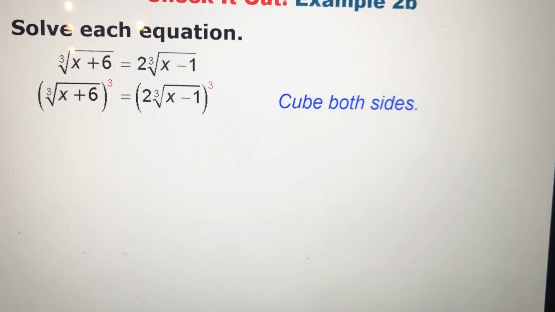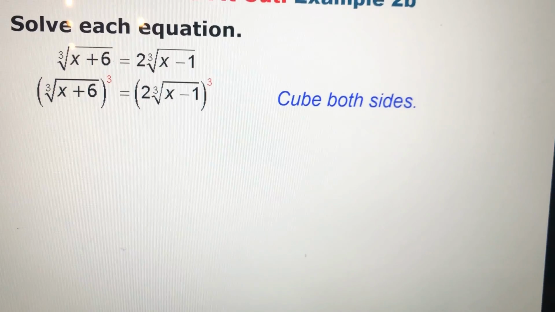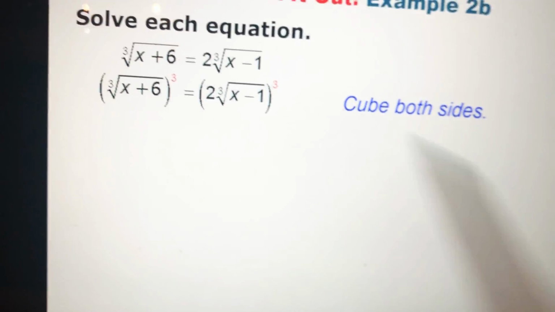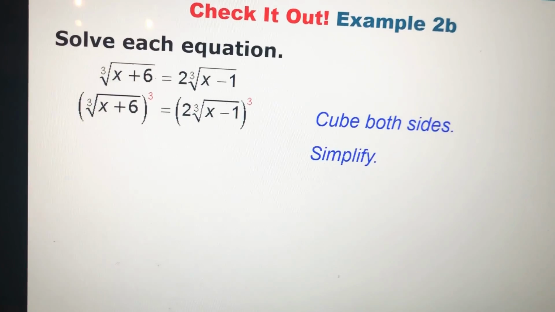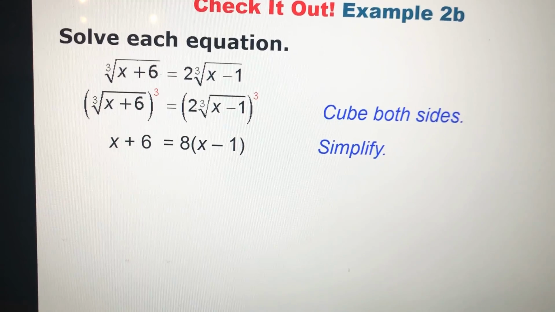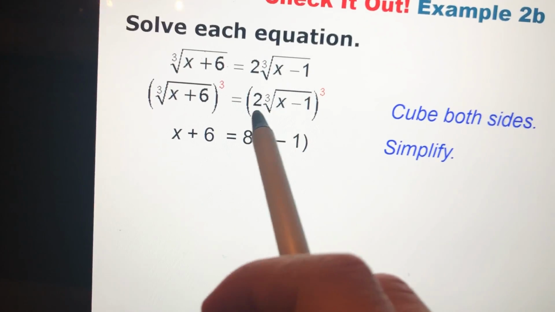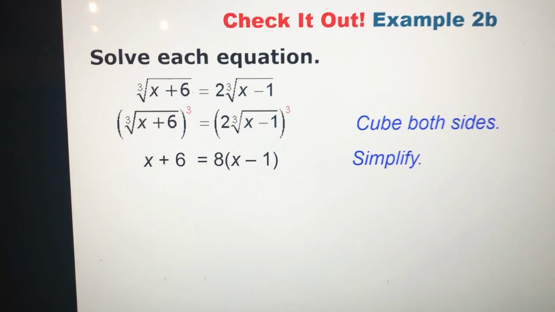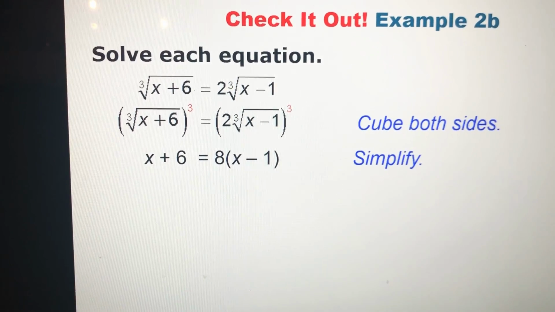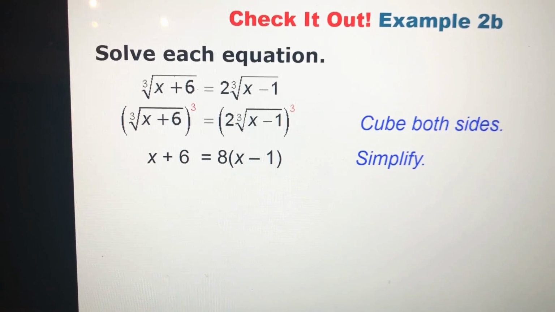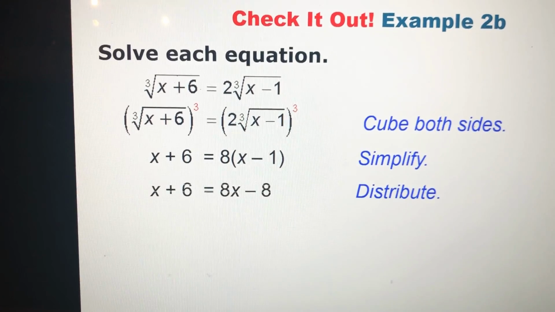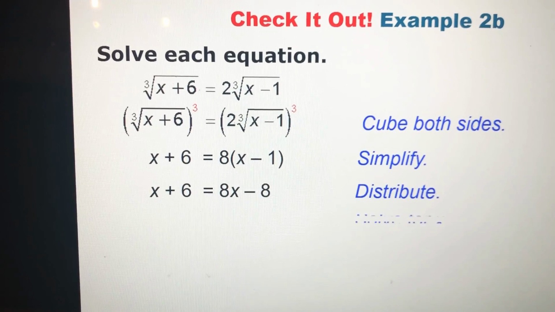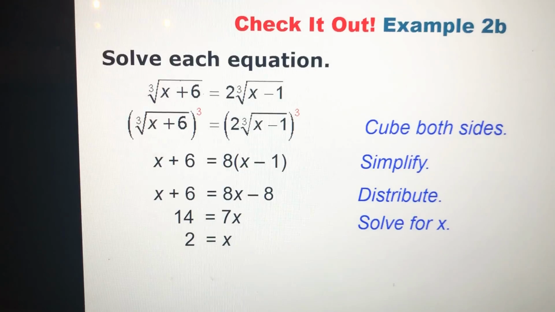This time I'm going to cube both sides, right? Okay, so the cube and the cube root will go away. And I have the x plus 6. And then here, again, remember the cube applies to the 2 and to this. So we have 8 times x minus 1. And then we're going to distribute. And then we're just going to solve.